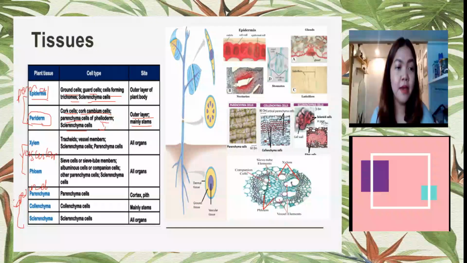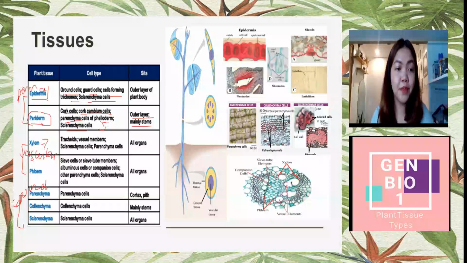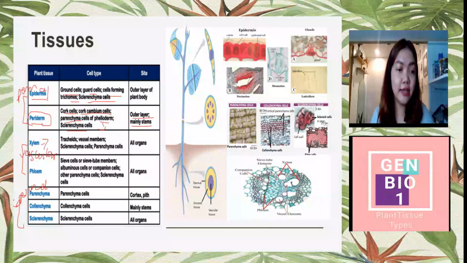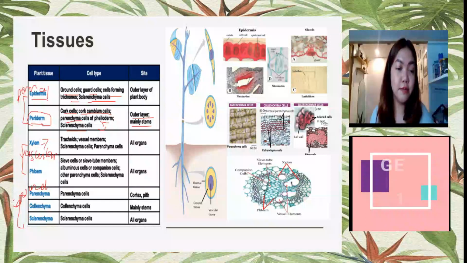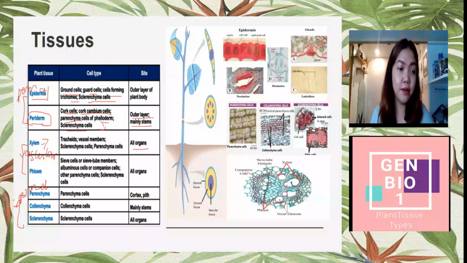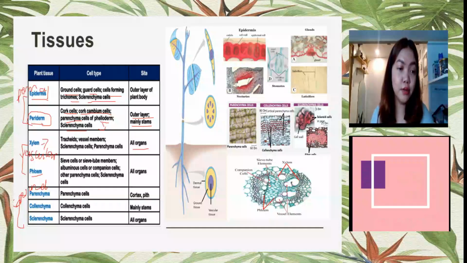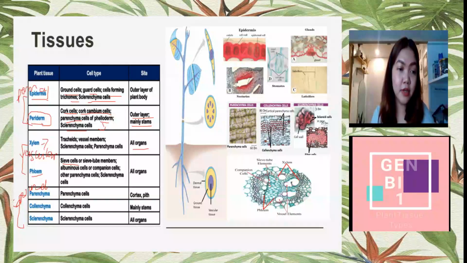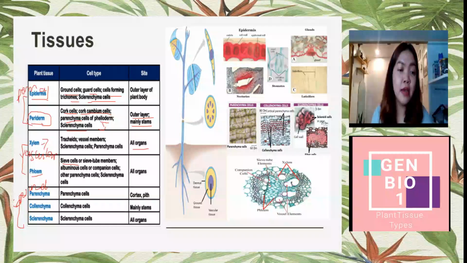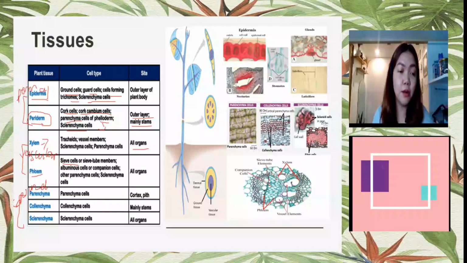Next we have your xylem, which conducts your water. It includes the tracheids, vessel members, sclerenchyma cells, and parenchyma cells, and can be found in all organs. Your phloem conducts your sugar. It includes your sieve cells or sieve tube members, albuminous cells, companion cells, and other parenchyma cells. And sclerenchyma cells can be found in all organs then.